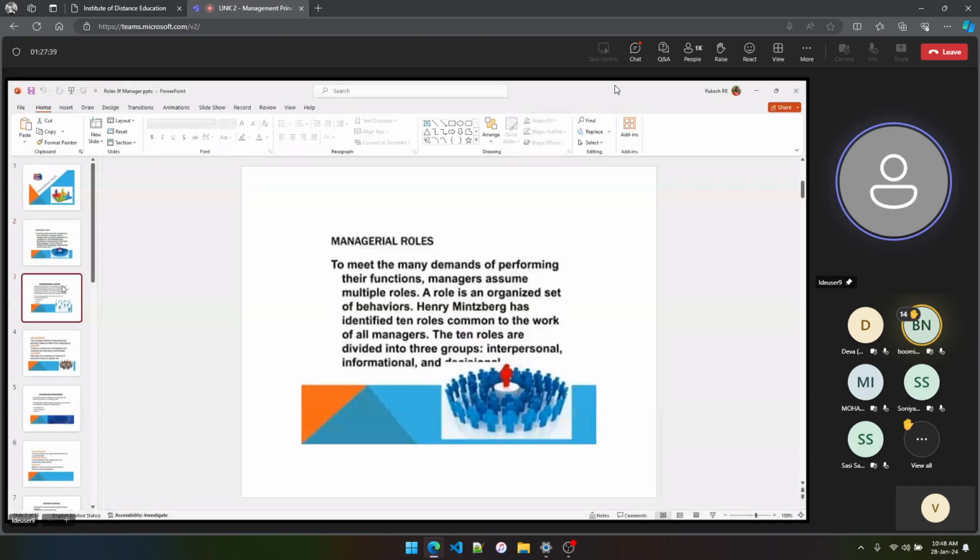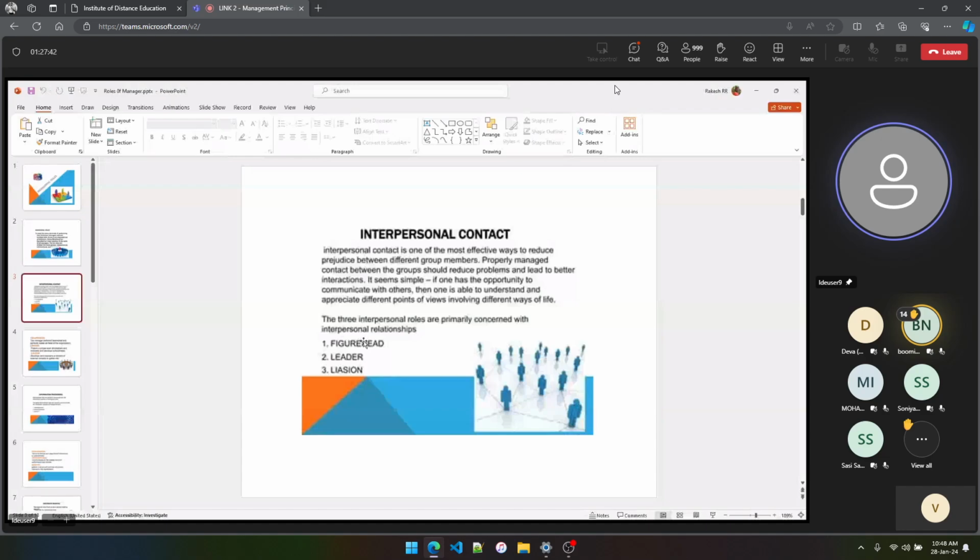Let's see what an interpersonal contact is. Interpersonal contact is one of the most effective ways to reduce prejudice between different group members. Properly managed contact between the groups should reduce problems and lead to better interaction. It seems simple. If one has the opportunity to communicate with others, then one is able to understand and appreciate different points of view involving different ways of life.